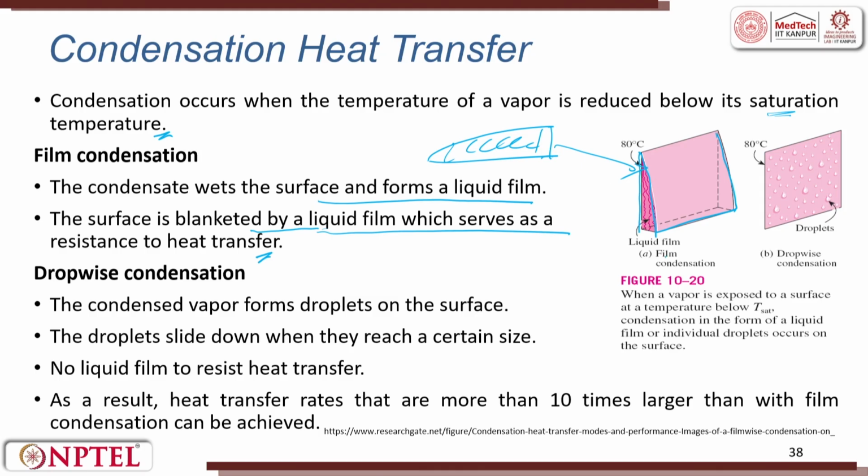The dropwise condensation. Film means it is continuous. Dropwise means at certain points there is a nucleating site and the droplet gets started here. The condensed vapor forms droplets on the surface. The droplets slide down when they reach a certain size. The droplet also grows. After a certain heaviness, it tries to fall down. So, the droplet slides down when it reaches a certain size.